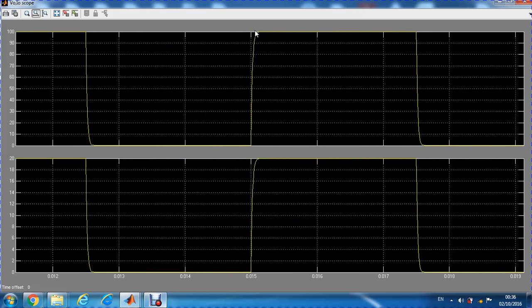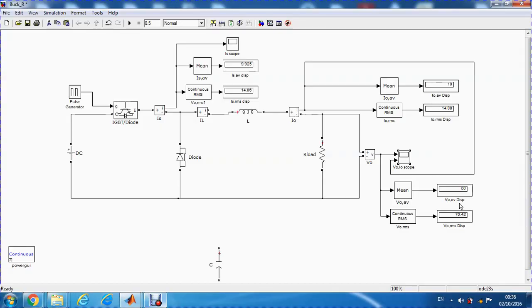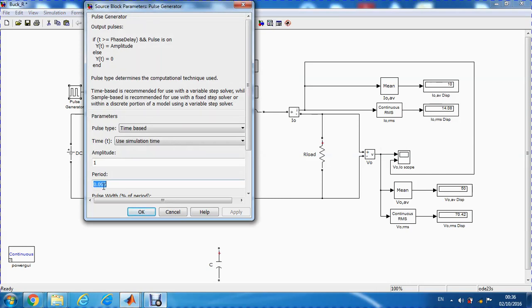Again, it's the same, not that much change, although at the edges here we can see the rising and falling is changing, but the results are the same, 50, 10, and the RMS is the same. We will increase it again while keeping the inductor value the same. We will just keep increasing the frequency step by step.